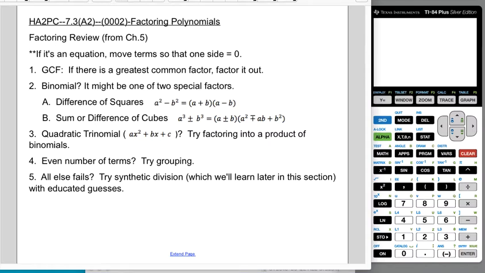All right, this is Honors Algebra 2 Pre-Calculus. We're doing 7.3 in Algebra 2, second video of the section, which is factoring polynomials. So, quick reminder that we've done all of this already with the exception of the last step.